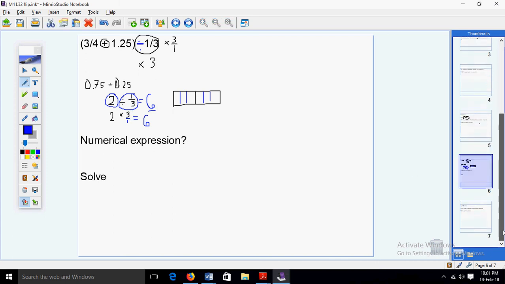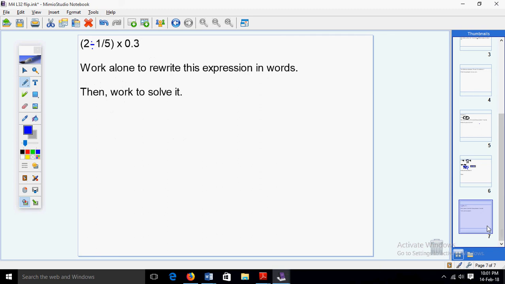So I want you to do this one. I'm not going to read it, because what I'll have you guys do is write it in words, and then I'll ask you to go ahead and solve it. All right, good luck.